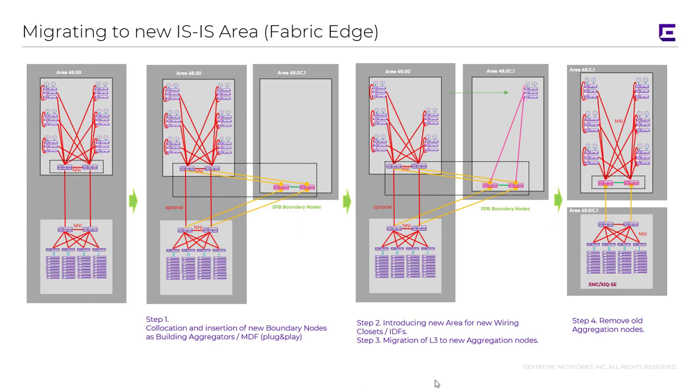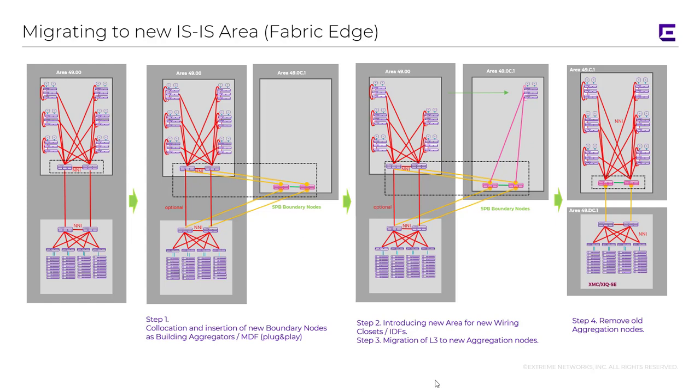This is a case where we have Fabric Edge, and this is a great example if you had a very large network, let's say area 49.00, and you were getting close to 1,000 nodes and you said, I really want to break this up. Well, this is basically the same type of process. You would create a new area. You would take that new area, the area boundary nodes, and attach them back into the original area.